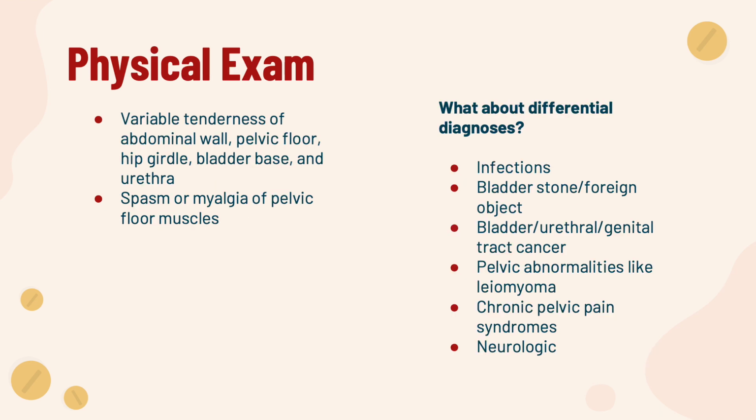When a patient comes to the office experiencing the symptoms described for at least 6 weeks, performing a physical exam is important. Patients may experience variable tenderness of abdominal wall, pelvic floor, hip girdle, bladder base, and urethra, and/or tightness or tenderness of pelvic floor muscles. Some differentials to keep in mind when a patient comes in are infection, stones, lower urinary tract cancer, leiomyomas causing mass effect, chronic pelvic pain syndromes, and other neurologic conditions.